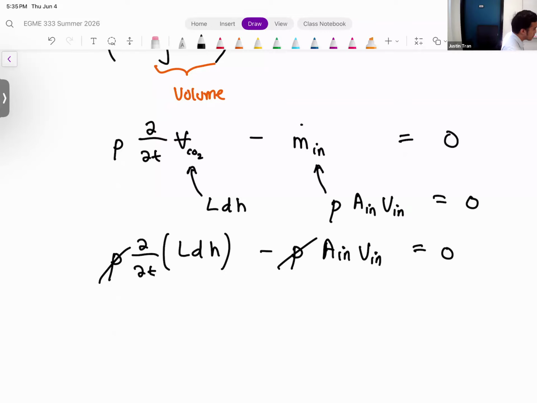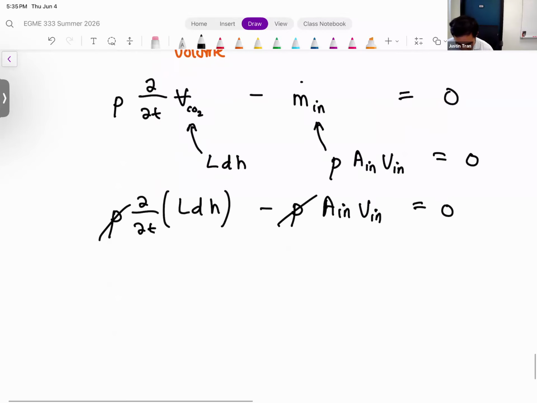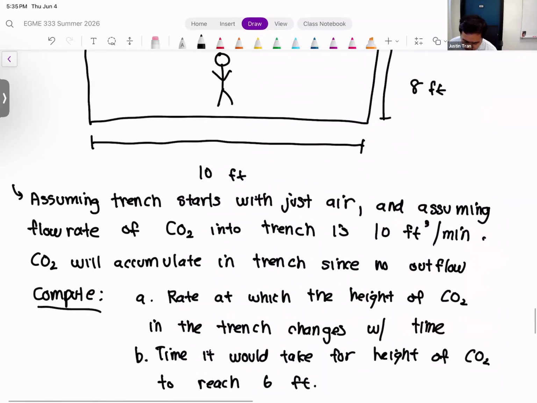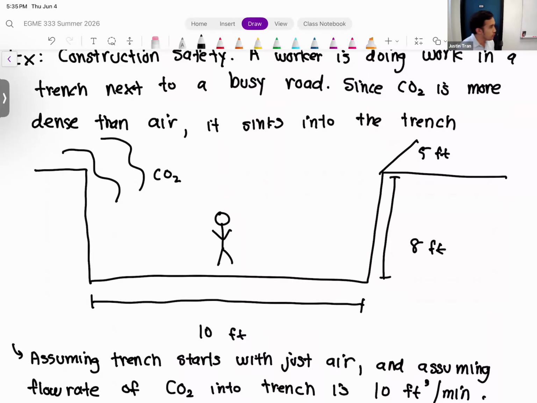We have to use a little bit of intuition, a little bit of ingenuity here. Based on what we know from the problem, CO2 is going to fill this trench, and eventually the level of CO2 is going to rise up. Based on the direction of gravity, which in this case is going this direction, as CO2 fills the trench, it's going to fill an entire layer at the bottom of the trench first.